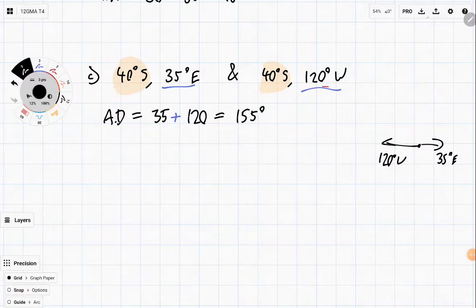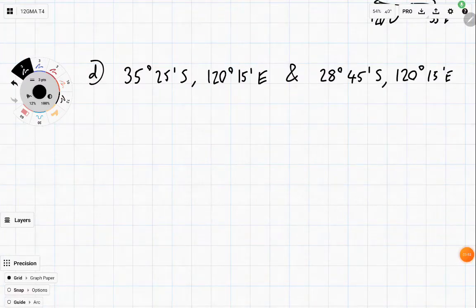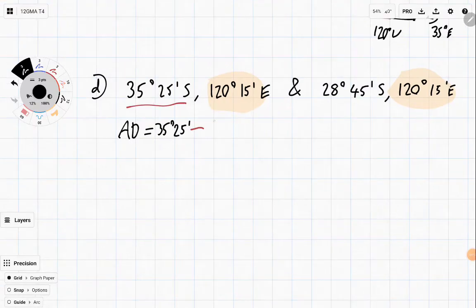Alrighty. Now, for the last example, I want to do this with minutes as well, so with degrees and minutes. Alrighty, so first of all, we can see we've got the match between these two. They're both exactly the same. And this time we've actually got the same units. They're both south, which means that we're going to be subtracting for the angular distance. It's going to be equal to, and we always put the big one first, so 35 degrees, 25 minutes, minus 28 degrees, 45 minutes.